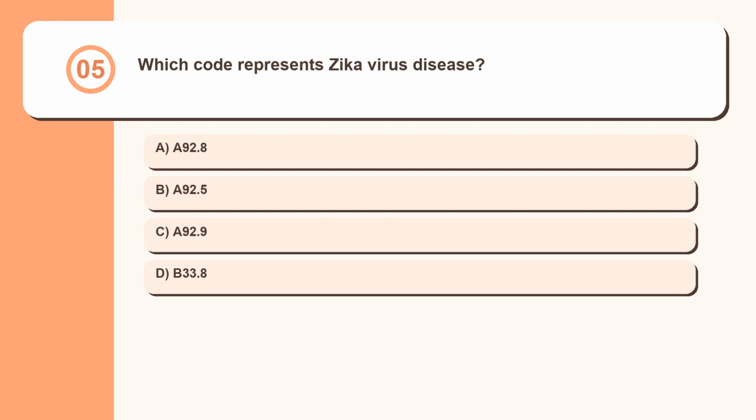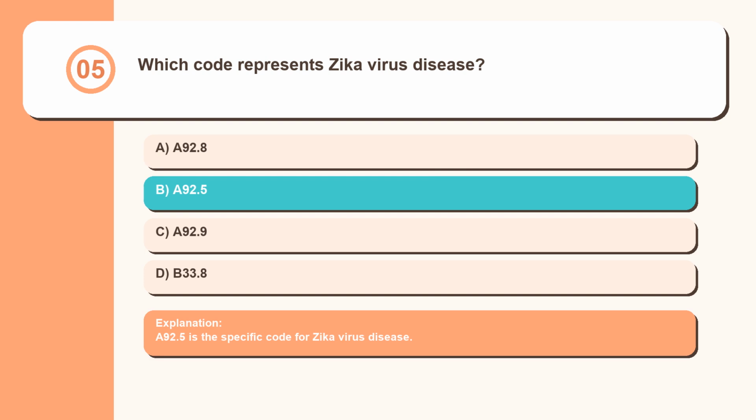Question 5. Which code represents Zika virus disease? A92.8, A92.5, A92.9, B33.8. A92.5 is the specific code for Zika virus disease.